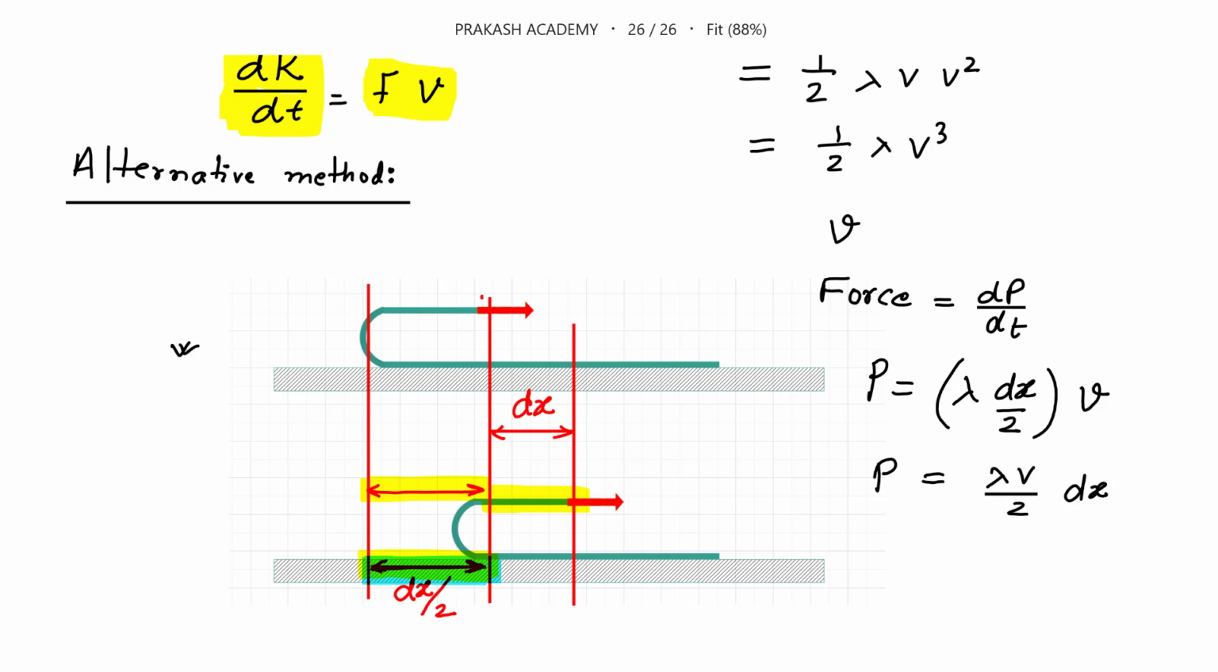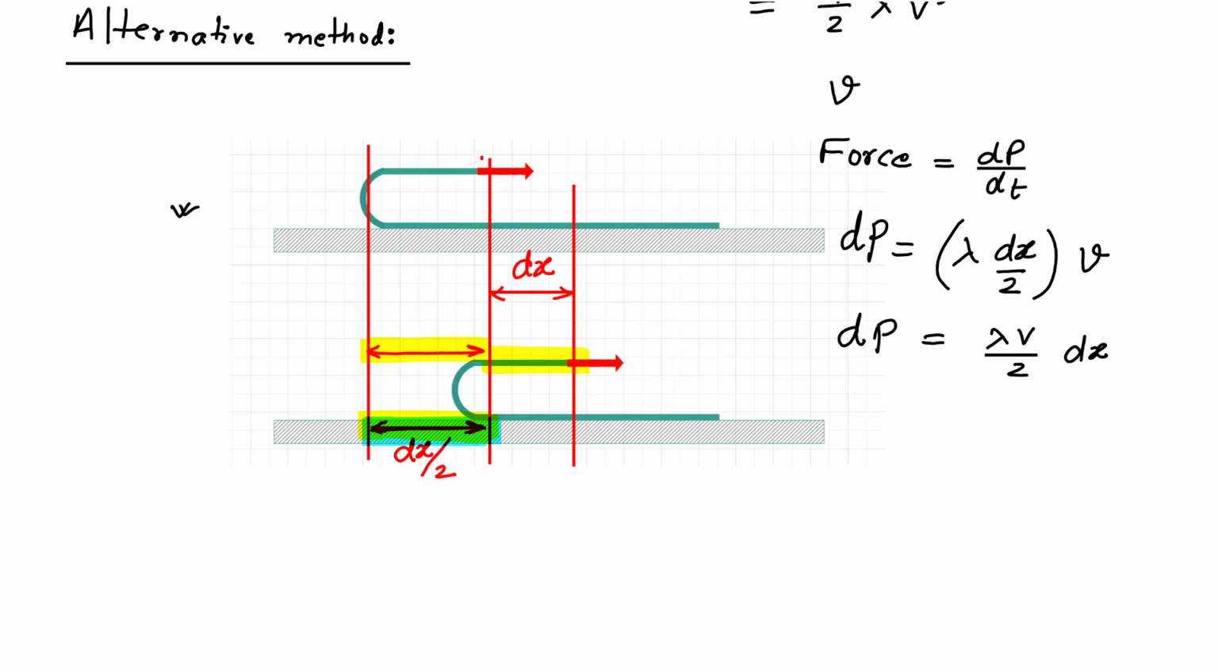So what is the change in momentum? Let's call this a small dp. This is a small amount of momentum that has been gained by the small dx by 2 mass. If I differentiate this, then I will get the corresponding force. So dp by dt, let us differentiate both sides. This will be lambda v by 2, and dx by dt is nothing but v. So we can say dp by dt, which is the external force, is equal to half lambda v square.